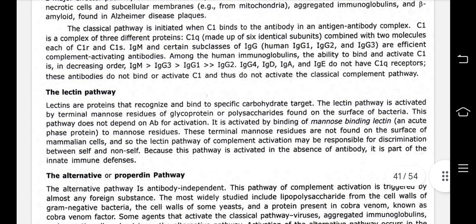Then the lectin pathway. Lectins are proteins that recognize and bind to specific carbohydrate targets. The lectin pathway is activated by terminal mannose residues of glycoproteins or polysaccharides found on the surface of bacteria. This pathway does not depend on antibody for activation.